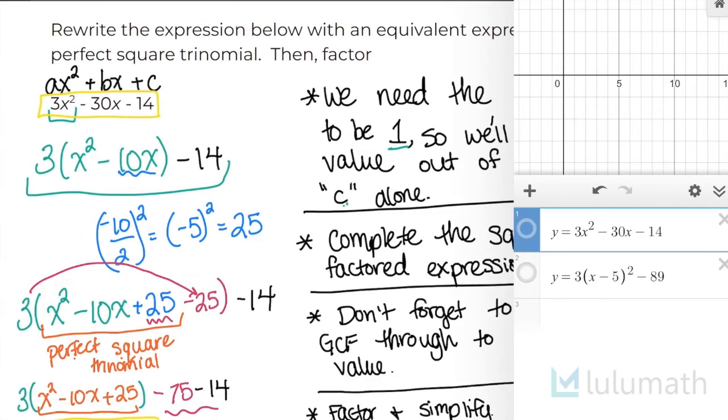So again, I want to check to make sure that I did this correctly. So I'm going to graph out my first expression with y equals and as a parabola. So you can see in my first line here, I have y equals 3x squared minus 30x minus 14. I have my first expression. When I turn it on, I get this red parabola.